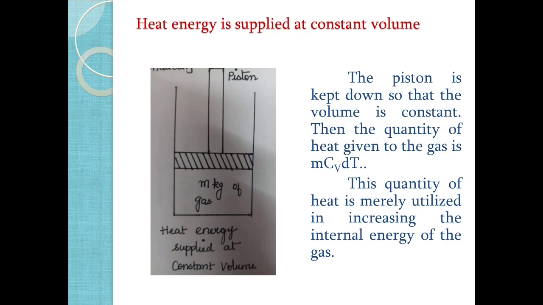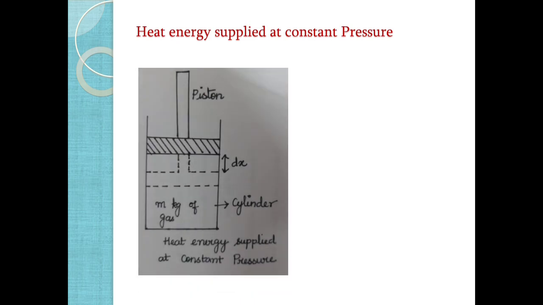So the quantity of heat given to the gas is m times Cv times dT. All this heat energy supplied to the gas is completely used in increasing the internal energy of the gas, that is, for raising the temperature of the gas at constant volume. So the increase in the internal energy of the gas is equal to m Cv dT. Now, let us look at the second case. In the previous case, if you keep the volume constant, the pressure may vary; it may increase or decrease. Here, to keep the pressure constant, the volume should be adjusted because they are inversely proportional to each other.